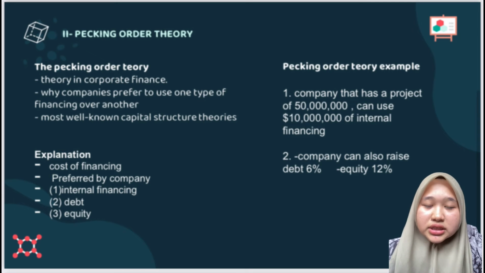Thus, this is the cheapest source of funding since no risk premium has to be paid. Second, the company can also raise debt. If the company raises debt, it will have to pay an interest rate of 6%. Finally, the company can also issue new equity. The required rate of equity is 12%.